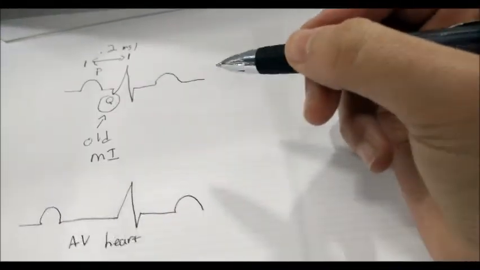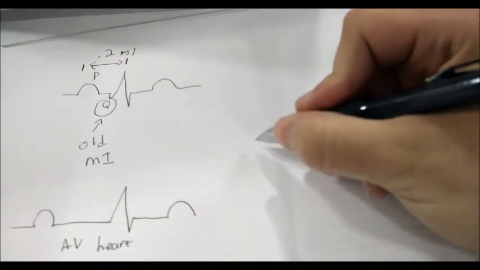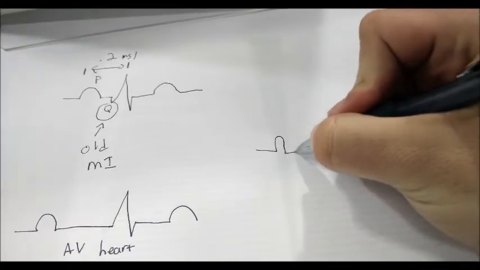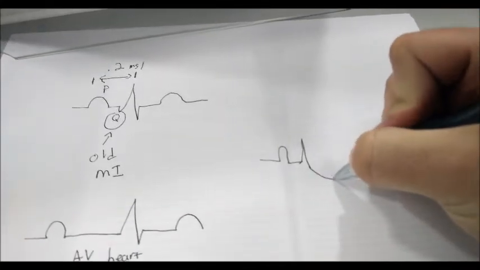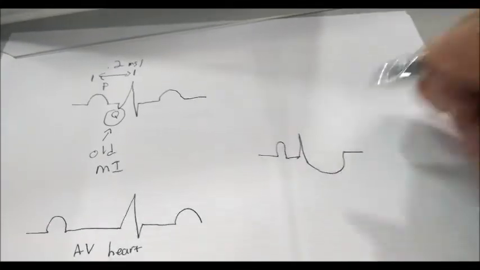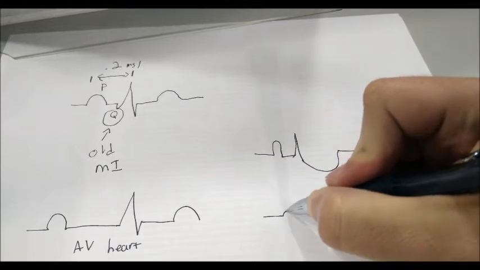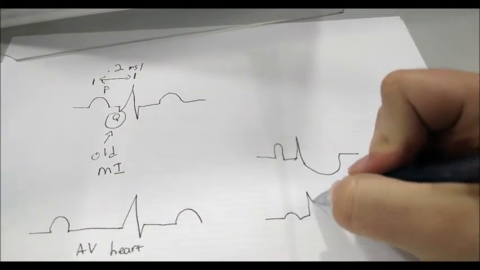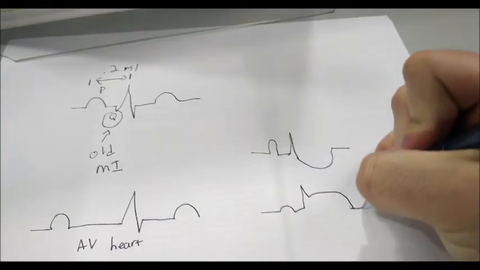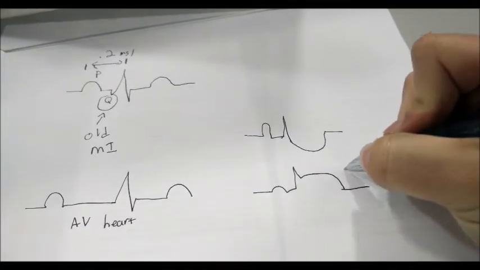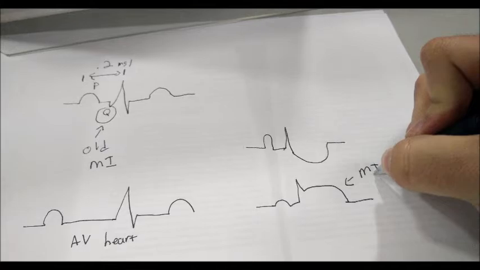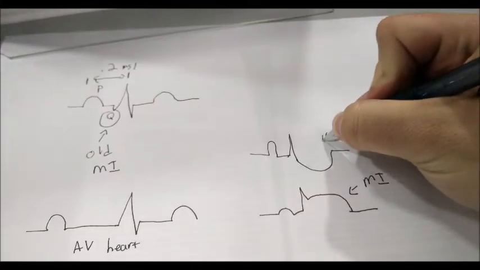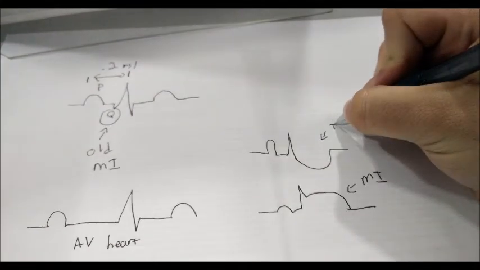The most important thing that we want to look at on EKG is what's called ST changes. So an ST change is when you have either a depression in your ST segment or an ST elevation. ST elevation is indicative of a myocardial infarction. ST depression is usually ischemia.